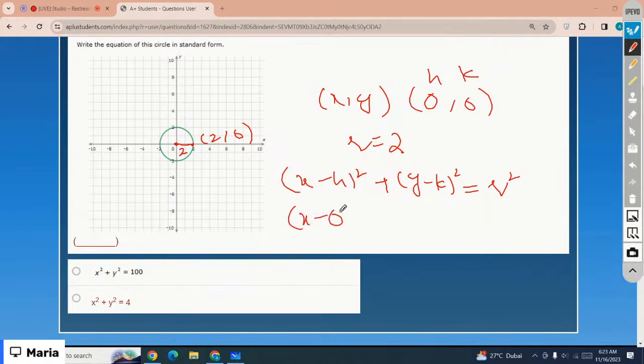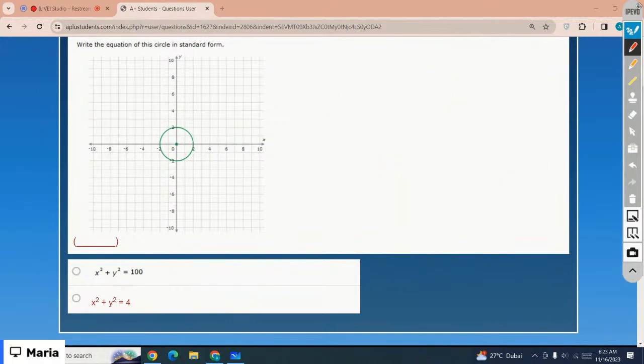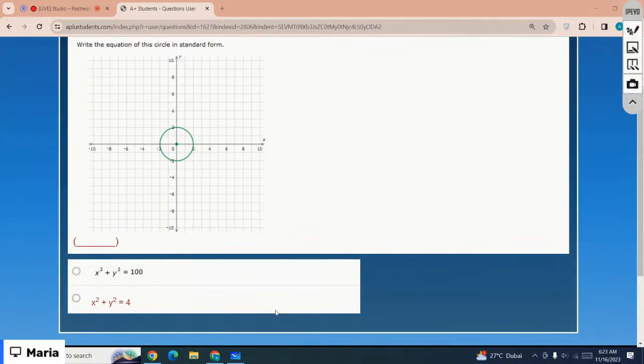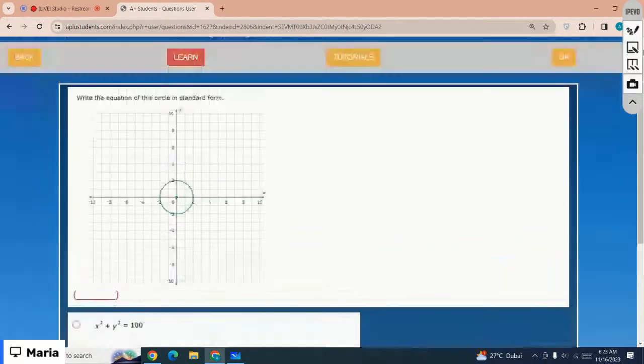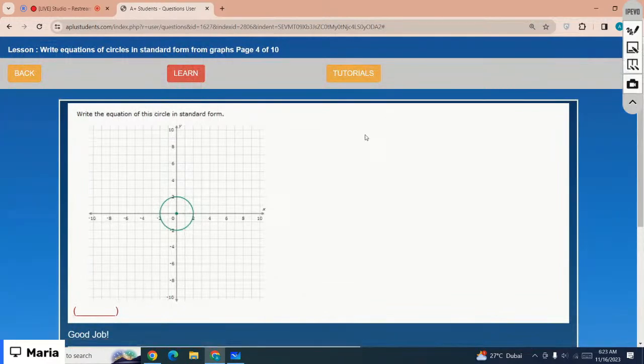So it would be x minus 0 whole square plus y minus 0 whole square, and then our radius is 2, so it is 2 square. So when you evaluate, that would be x square plus y square, and 2 square is 4. So the second option is the correct option. Got it? The correct option is x square plus y square equals 4.